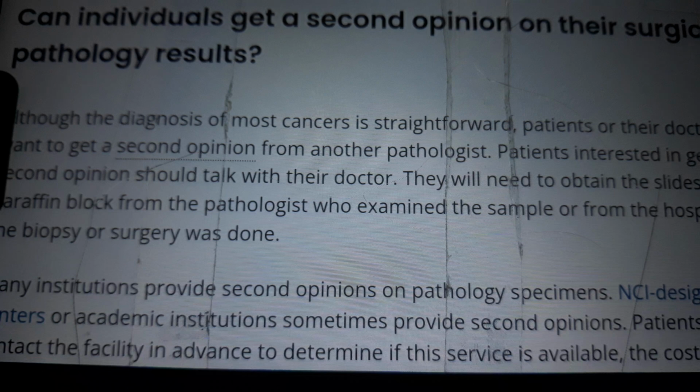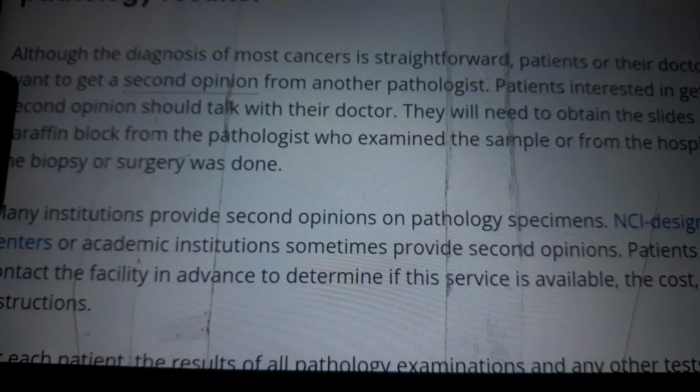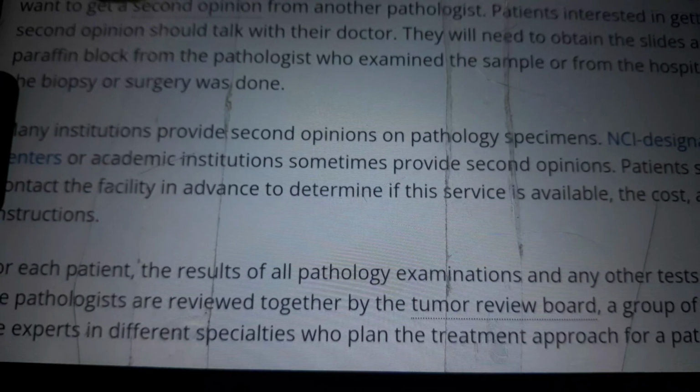Can individuals get a second opinion on the surgical pathology results? Although the diagnosis of most cancers is straightforward, patients or the doctors may want to get a second opinion from another pathologist. Patients interested in getting a second opinion should talk with their doctor.